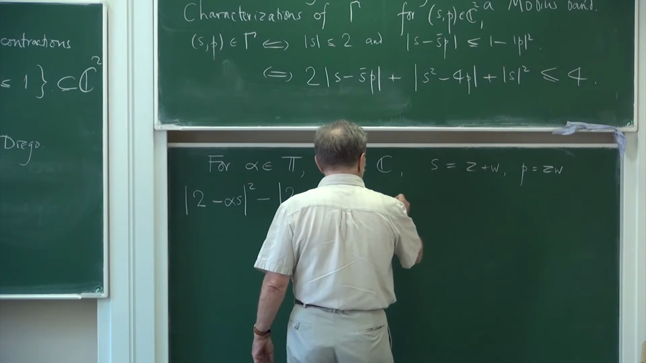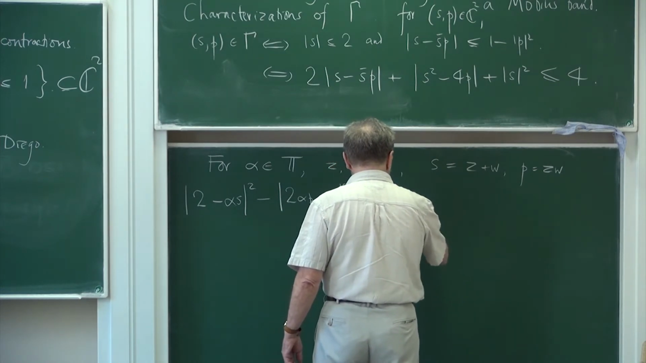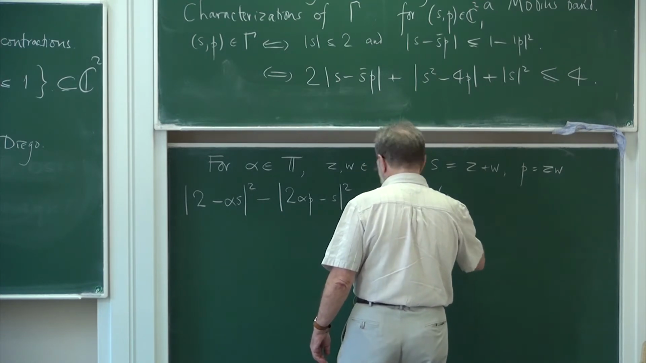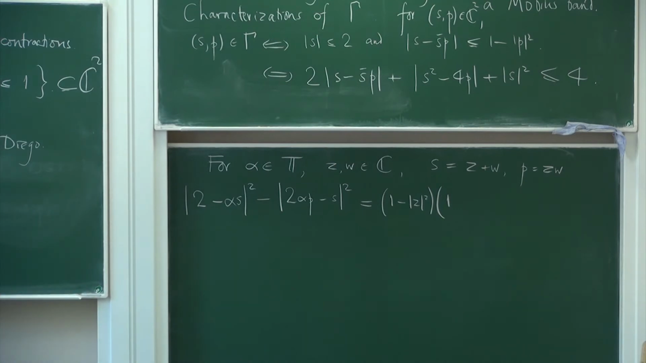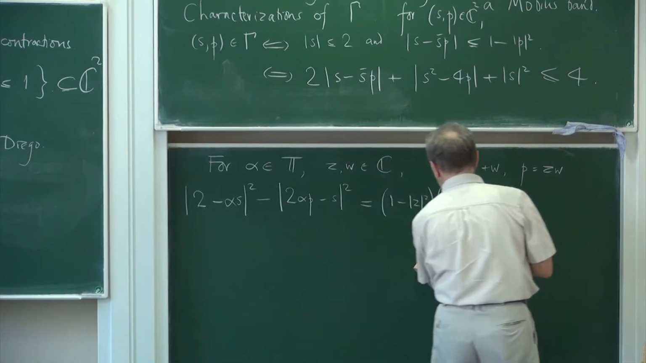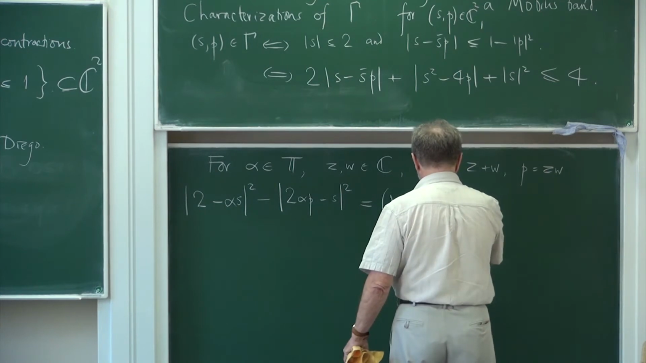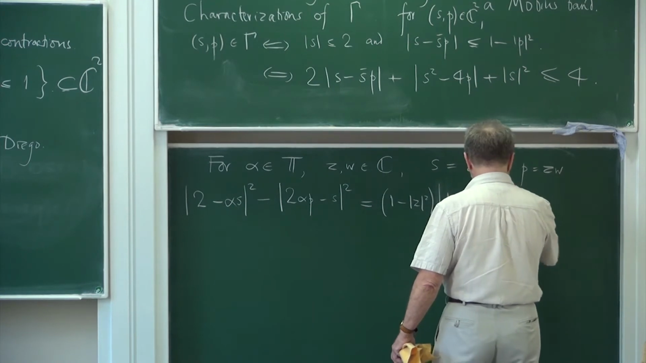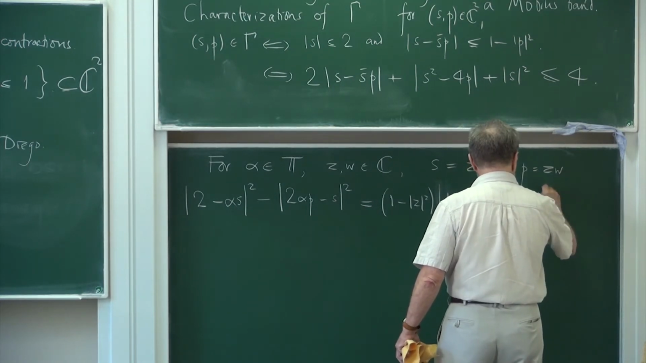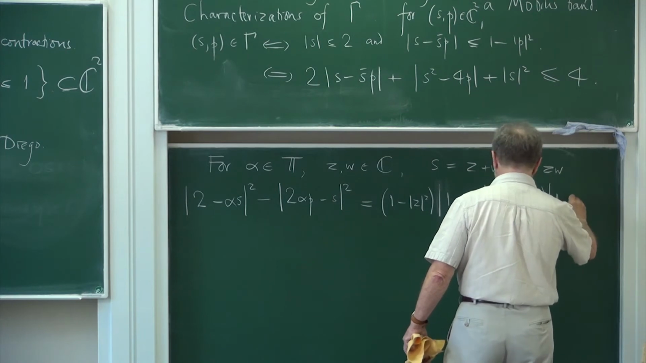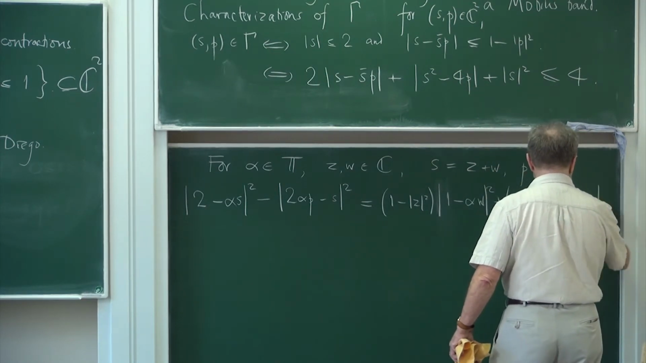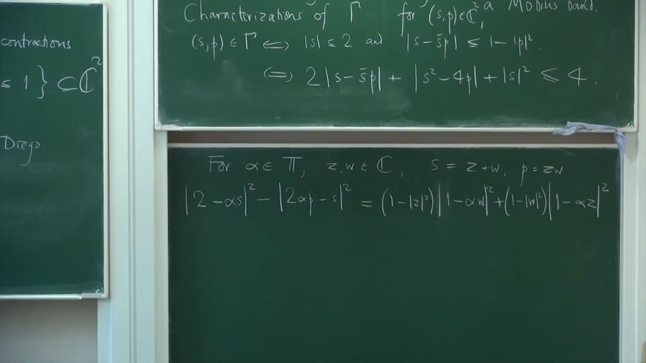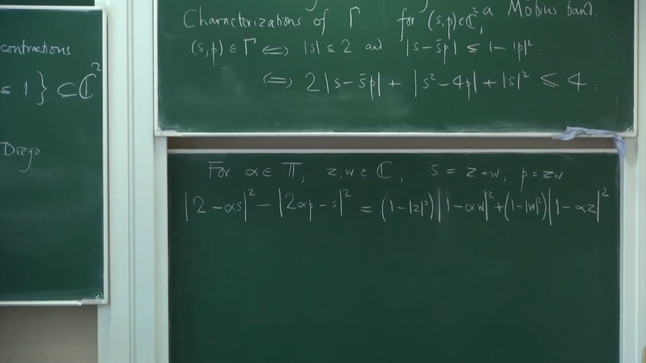That turns out to be (1 minus mod z squared) times the modulus of (1 minus alpha w) squared, plus (1 minus mod w squared) times the modulus of (1 minus alpha z) squared. So you can just expand them out, and with any luck they will come to the same thing.